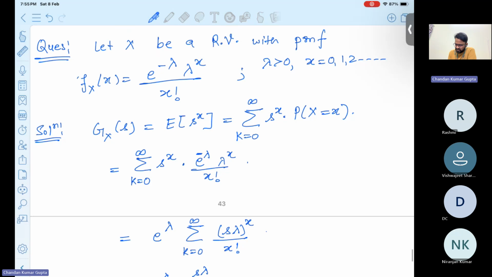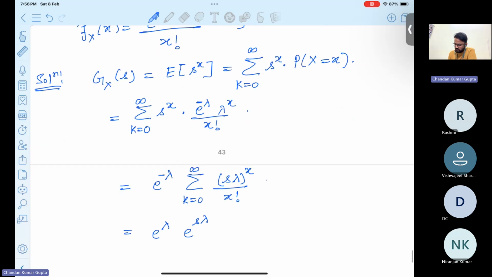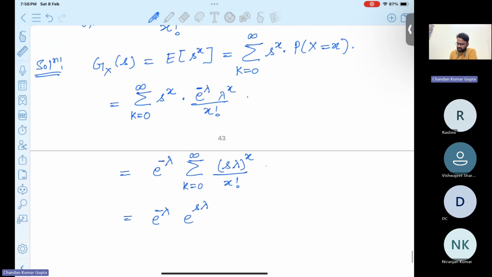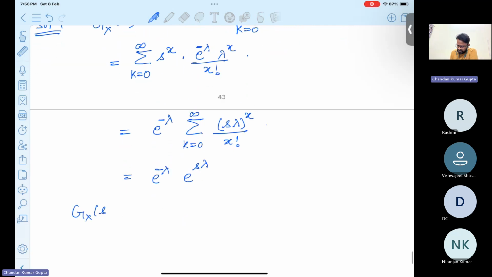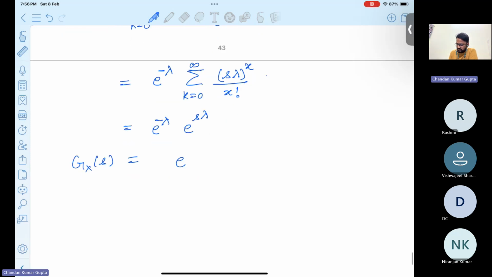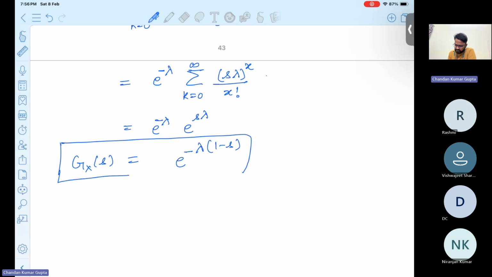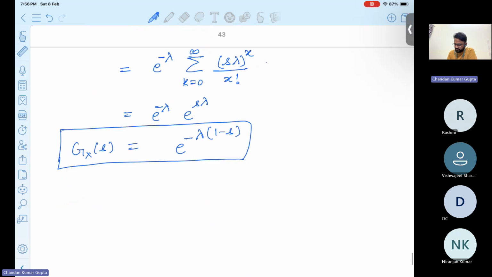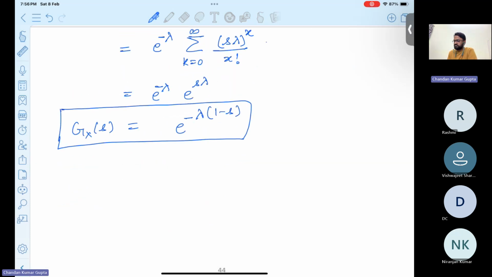Here it is minus lambda, right? e to the power minus lambda is there actually. So please correct it. e to the power minus lambda, e to the power s lambda, or after simplification we get e to the power minus lambda times (1 minus s). Okay, this is the PGF, or probability generating function, for the random variable x, which has the probability mass function f_x equal to e to the power minus lambda, lambda to the power x upon x factorial. So we have calculated the PGF.